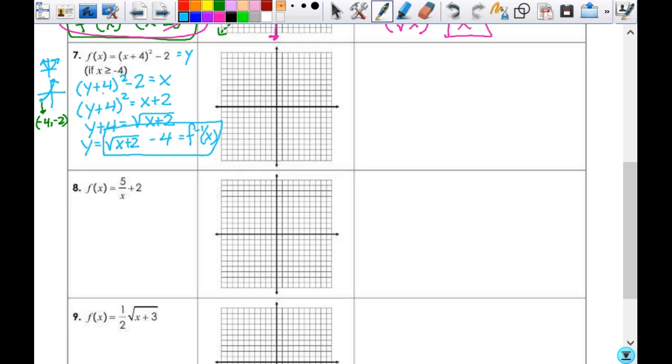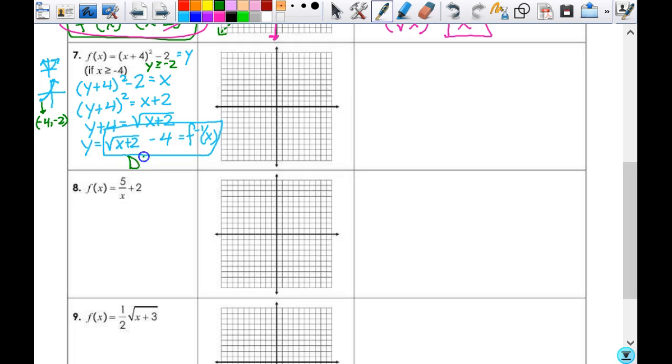What switches? The x and the y change, so the domain and the range change, right? So for this one, this is my domain. The range for that, the range would be that y has to be what? What's the range here if this is my point? Greater than or equal to -2, right? So this is your domain, this is your range. Since x and y switch places, they switch places here too, right?